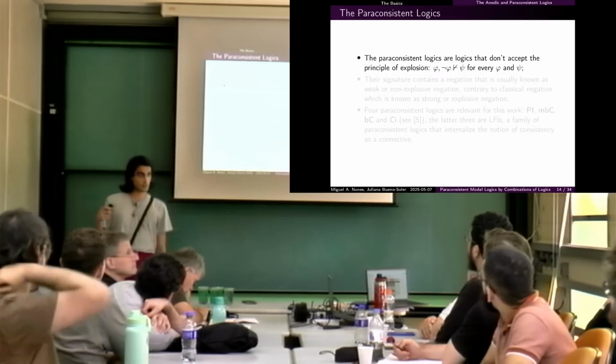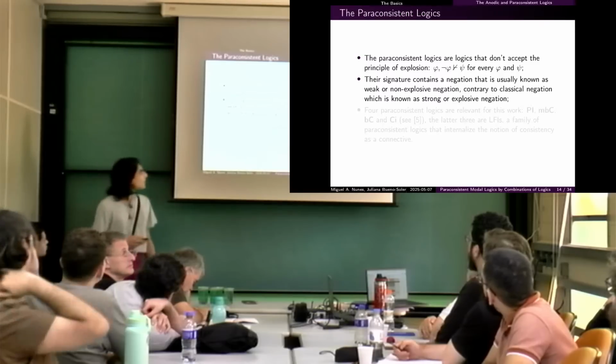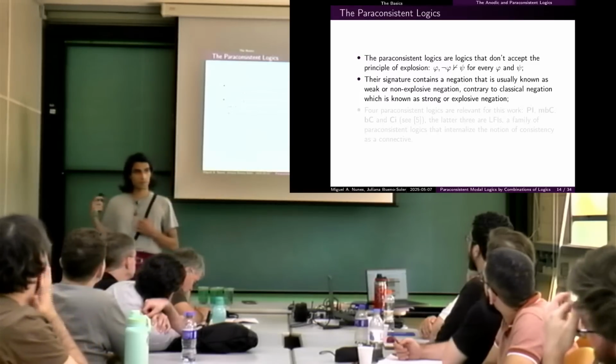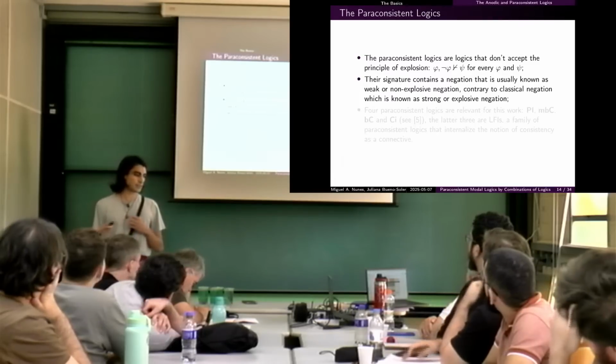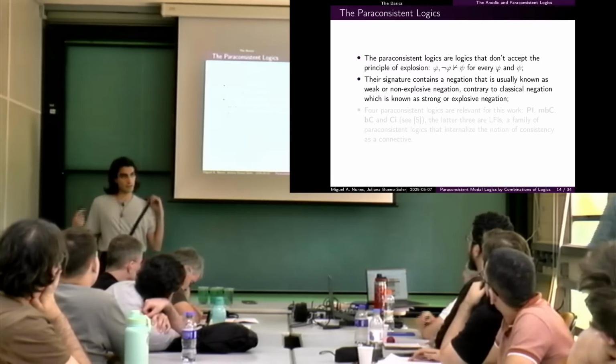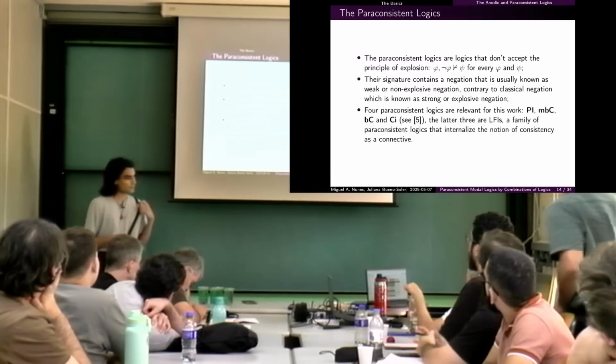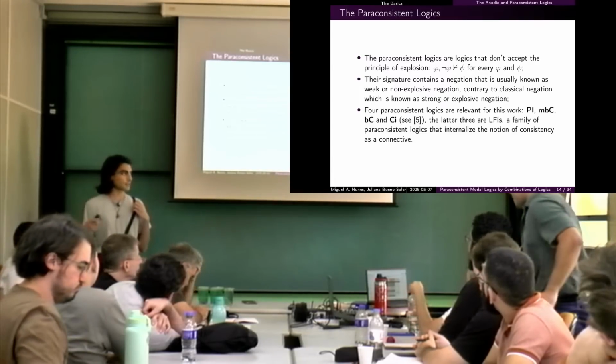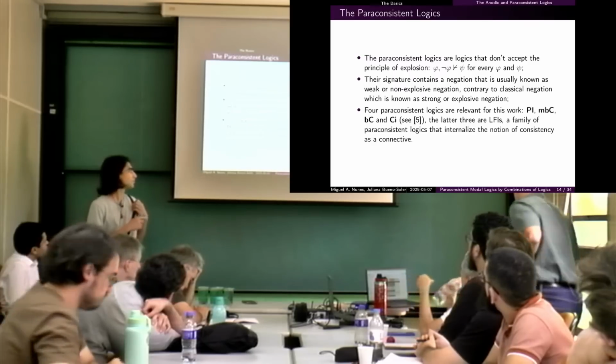Paraconsistent logics are logics that don't respect explosion. The signature has a negation that is weaker than the classical negation, because it does not have explosion. This negation is usually known as weak negation. The paraconsistent logics that are relevant for this work are PI, MBC, BC, and CI.